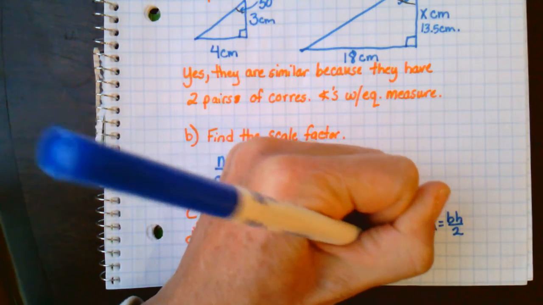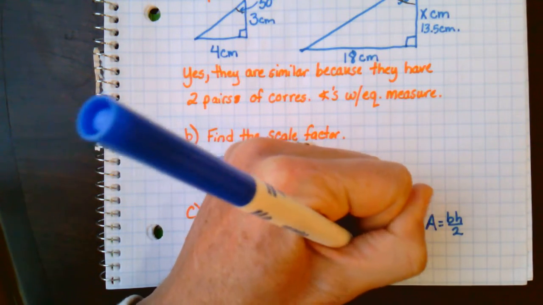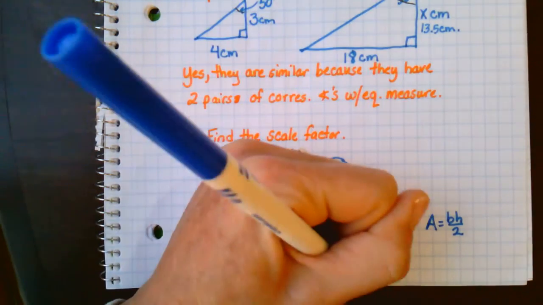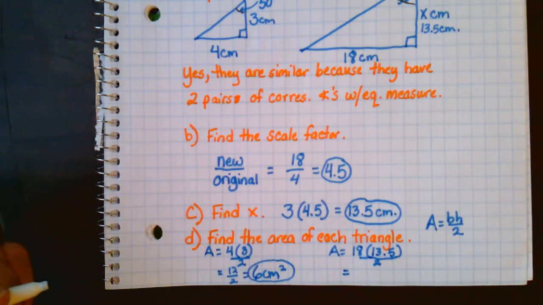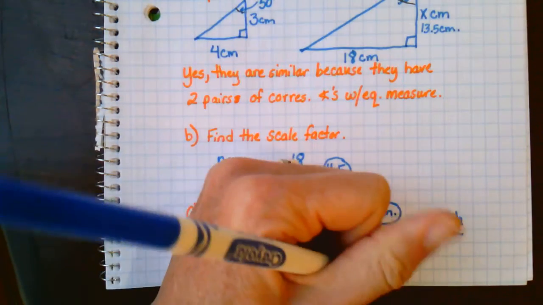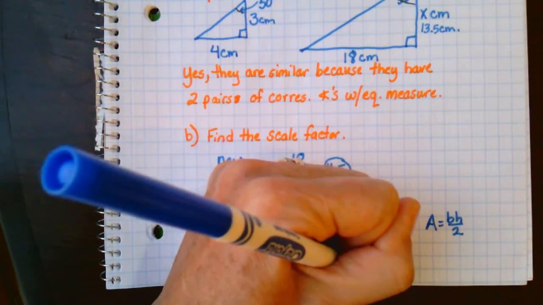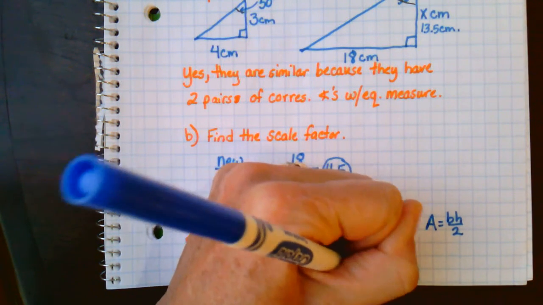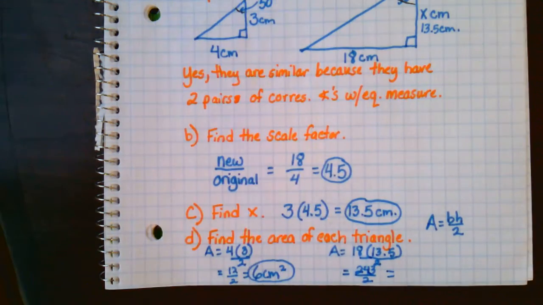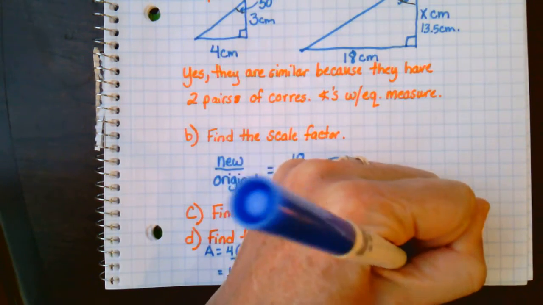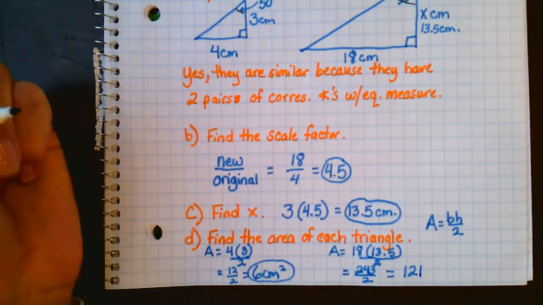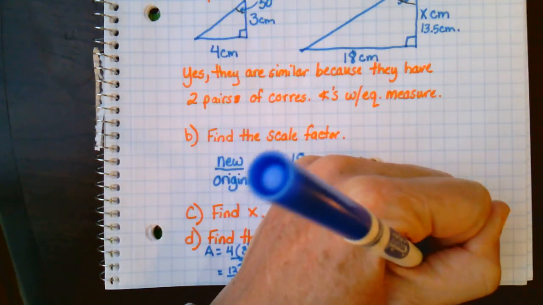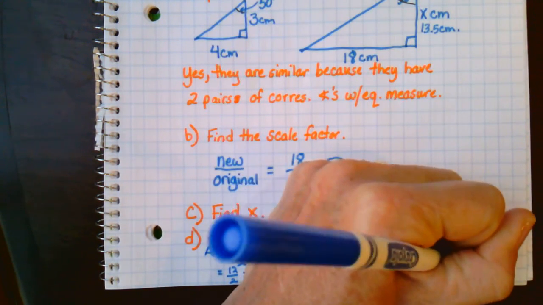Okay, so for this one, we are going to multiply 18 times the height, 13.5, and divide by 2. 18 times 13.5 is 243 divided by 2. And we find that the area of the larger triangle is 121.5 centimeters squared.